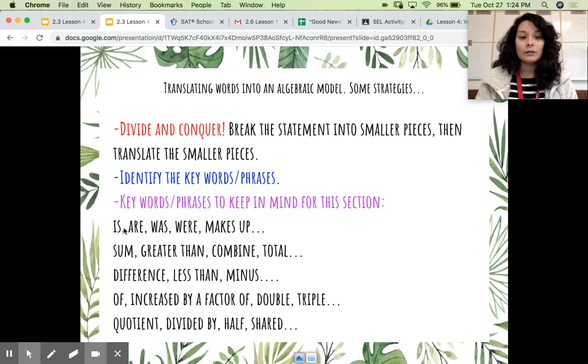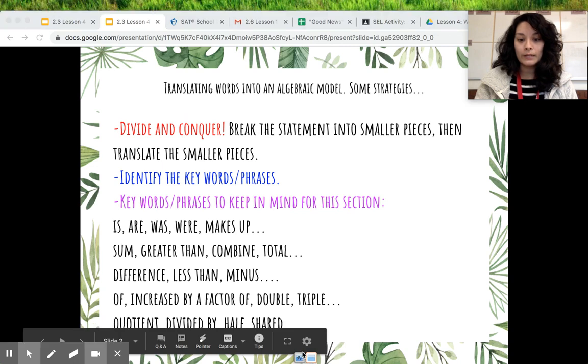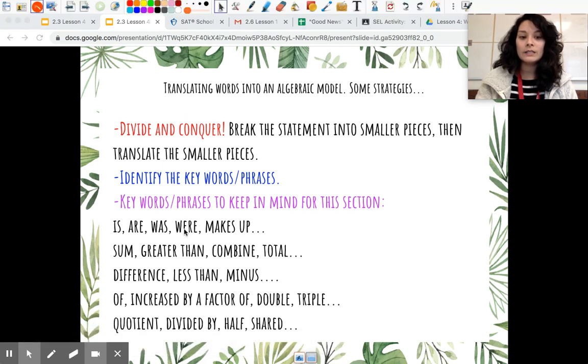Here are some words: is, are, was, were, and makes up. That means equals. So that's what we're going to write in our notes, that all of these key words and phrases would translate into the equal sign. So if I said, you know, Colleen is x years old, is would be the equal sign.